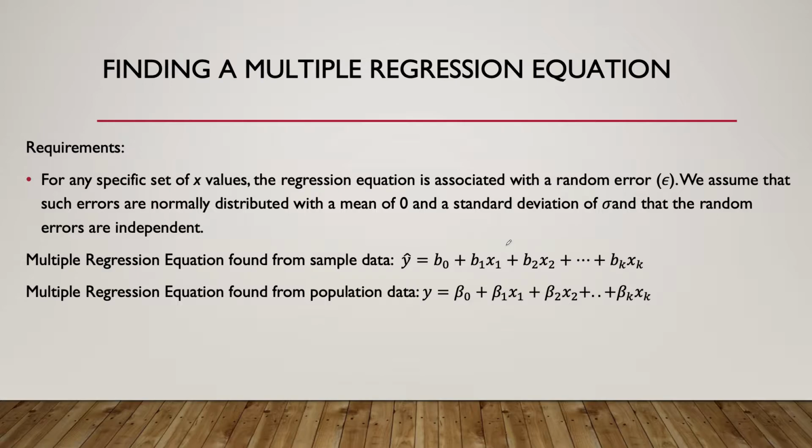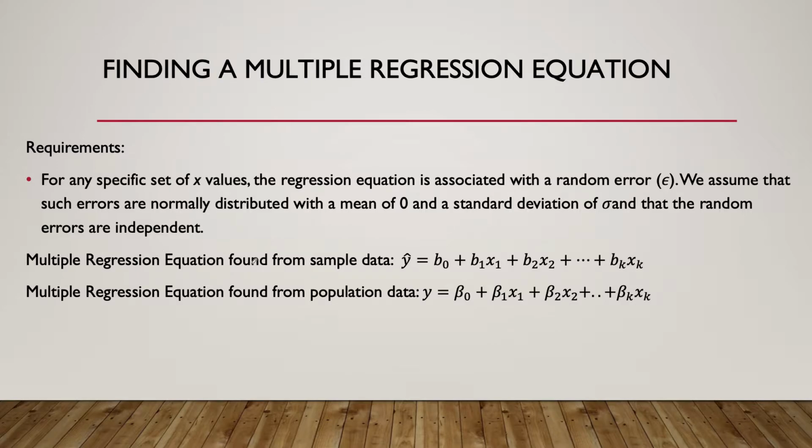To find the multiple regression line, the requirement is that for any specific set of x values, the regression equation is associated with a random error, epsilon. We assume that such errors are normally distributed with a mean of 0 and a standard deviation of sigma, and that the random errors are independent.